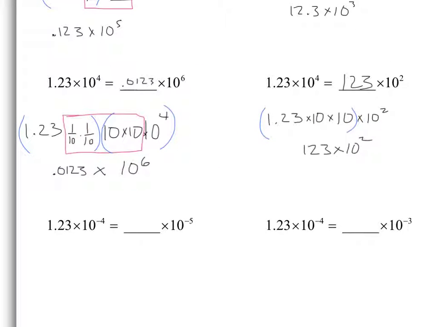All right, so looking at this, we started with a 10 to the fourth, and we needed to change it to a 10 to the sixth, which means we needed two extra multiplications of 10. But we can't just add extra multiplications of 10. They've got to come with their counterparts so it becomes a multiplication of 1. So when we multiply those 1/10 with the 1.23, that moves the decimal to the left.